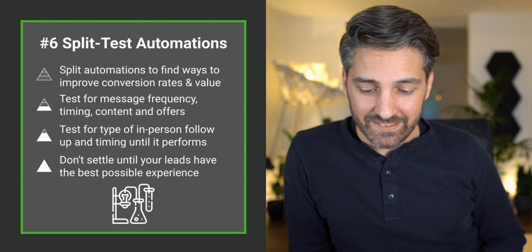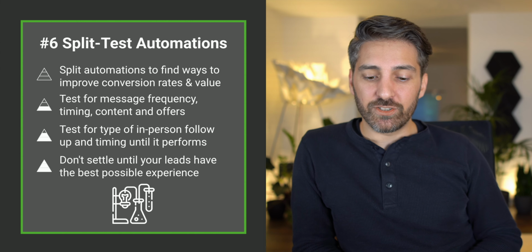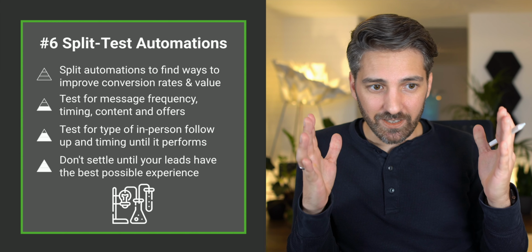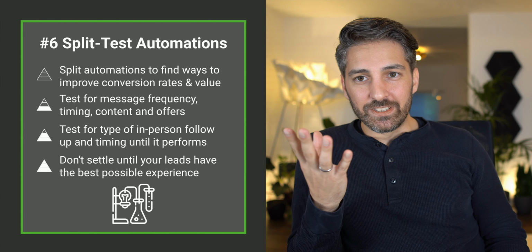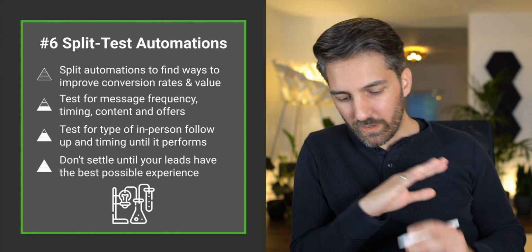Tactic number 6 is split testing your automations. You guys know I'm a nerd. Yeah, I can't skip such a beautiful step. Split testing automations has a simple goal. First of all, what is it?